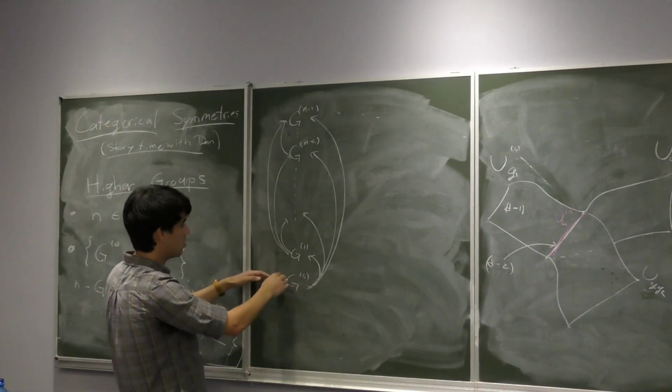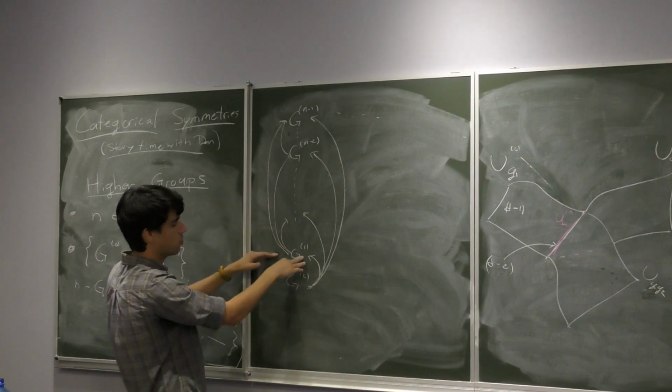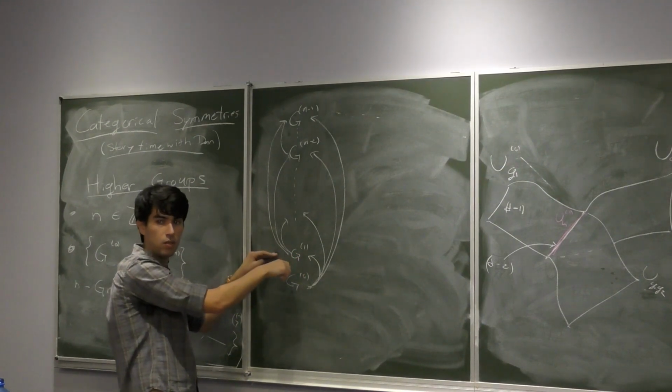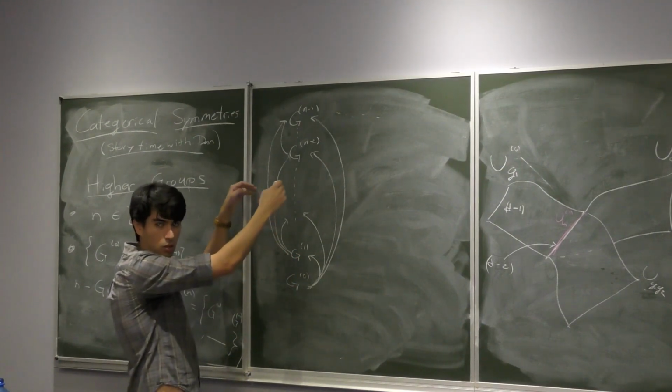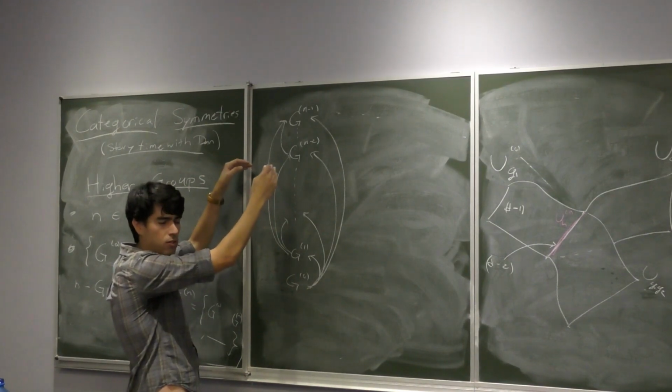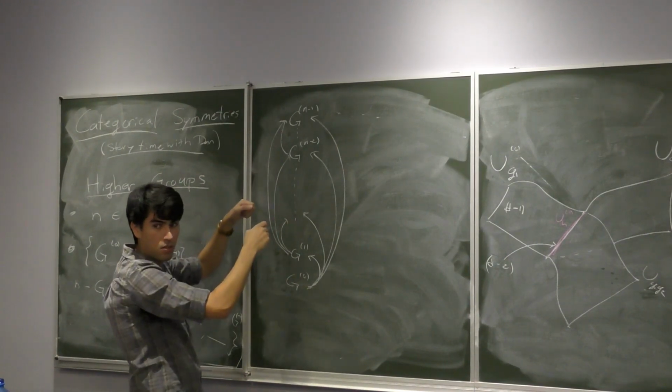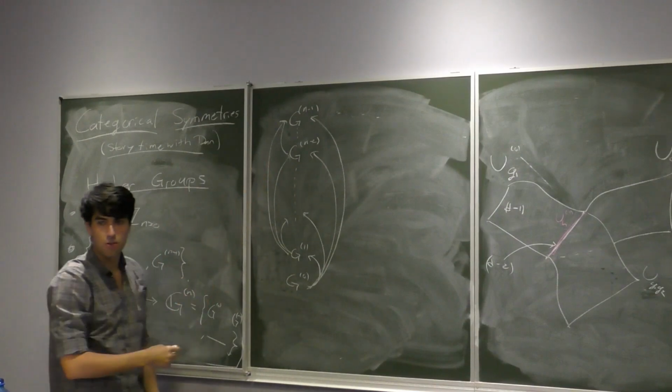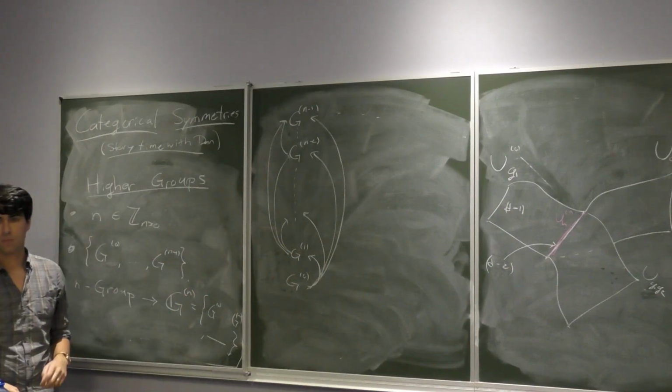But when you then take into account the junctions, you realize there's some G1 action as well. And then if you just keep looking at lower and lower dimensional intersections, you find that actually there's this whole structure. And that's what a higher group is.